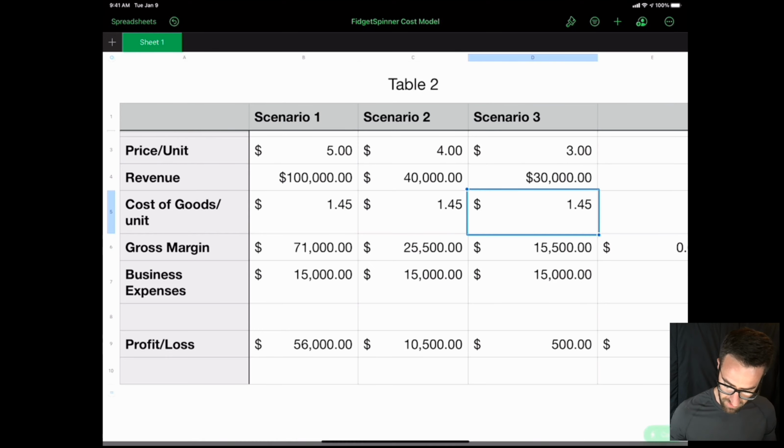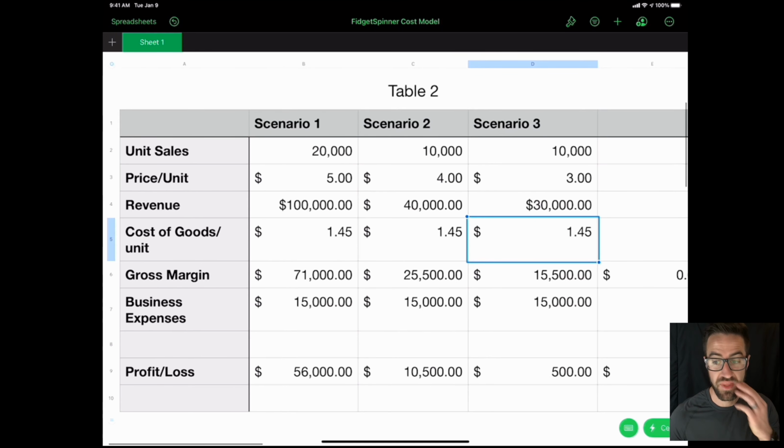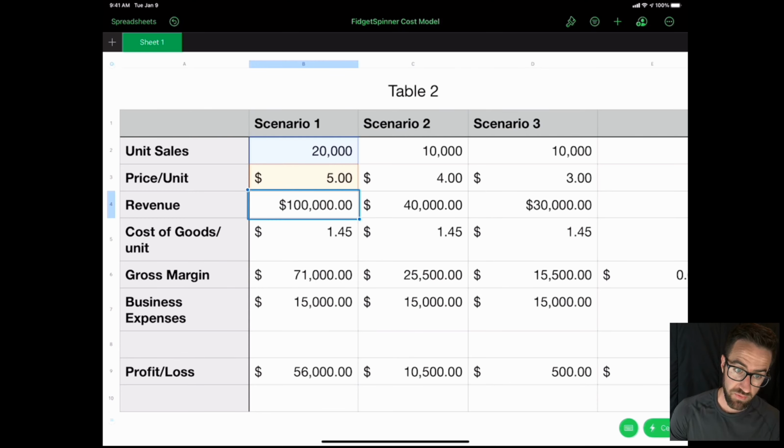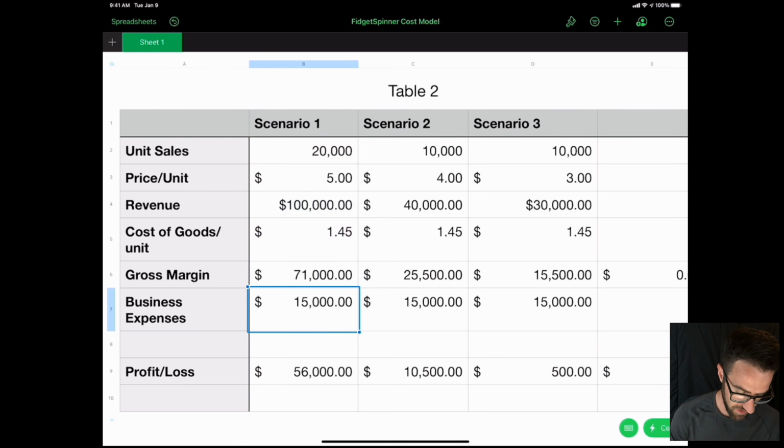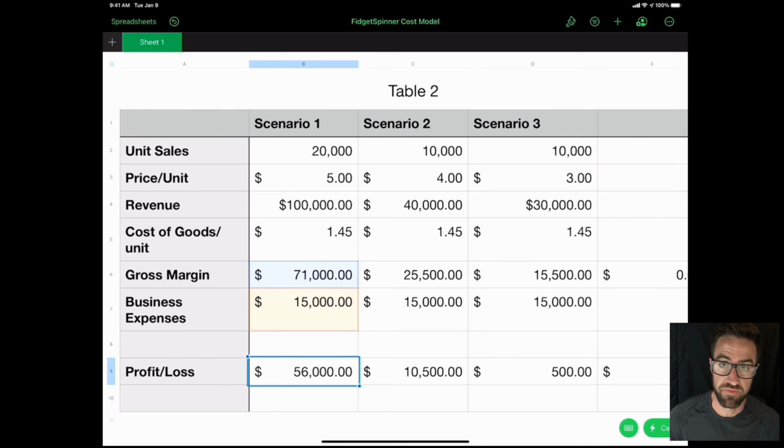$1.45 cost. Now, they lower the price by $1 more. And that means that every month where you used to be making $100,000 in gross revenues with a healthy gross margin of $71,000, the 71% gross margin here, you got your business expenses, and you end up with a 56% profit margin, right, based on your revenue here. That's amazing. That's actually really good numbers.